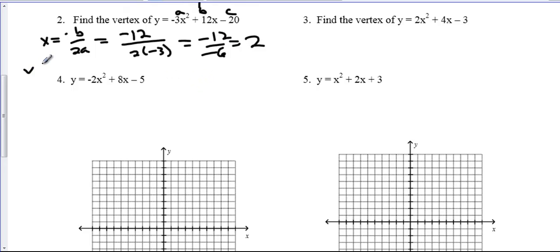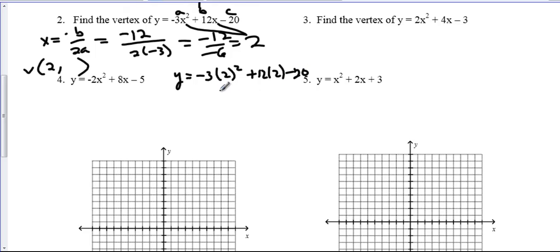So my vertex is going to be 2 comma something that I have to figure out. The way I figure that out is I plug my 2 in for x here and here, and simplify it down. So it's going to look something like this: -3(2 squared) plus 12 times 2 minus 20. 2 squared is 4. 4 times -3 is -12. Plus 24 minus 20. That's going to be right here, positive 12. Minus 20 would get me to -8. So my vertex is (2, -8).